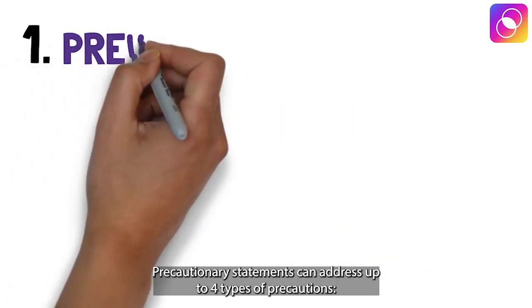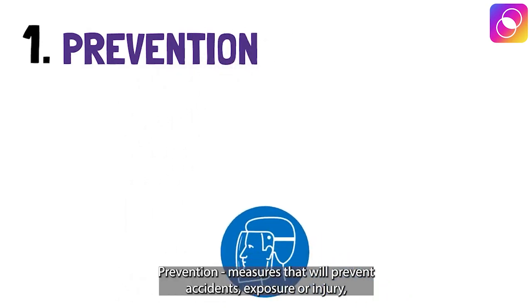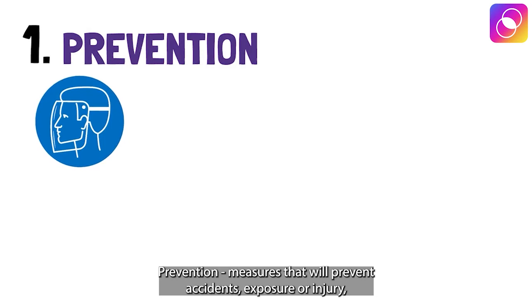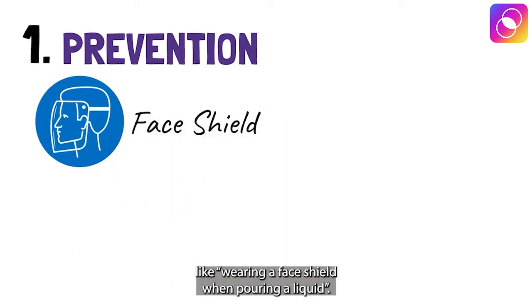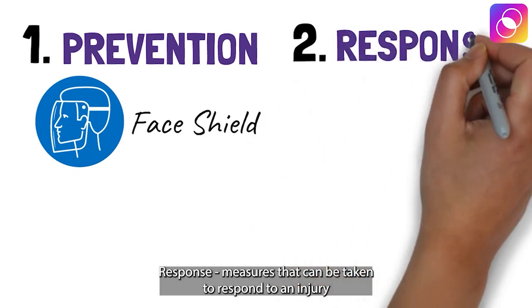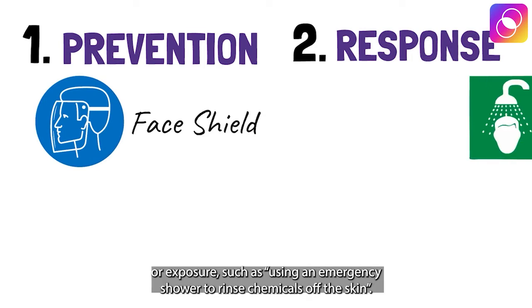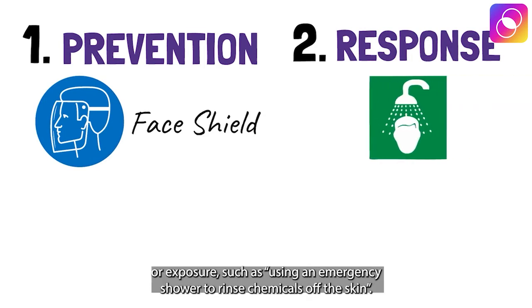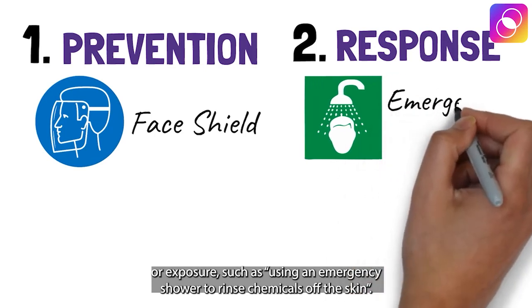Precautionary statements can address up to 4 types of precautions. Prevention: measures that will prevent accidents, exposure or injury, like wearing a face shield when pouring a liquid. Response: measures that can be taken to respond to an injury or exposure, such as using an emergency shower to rinse chemicals off the skin.